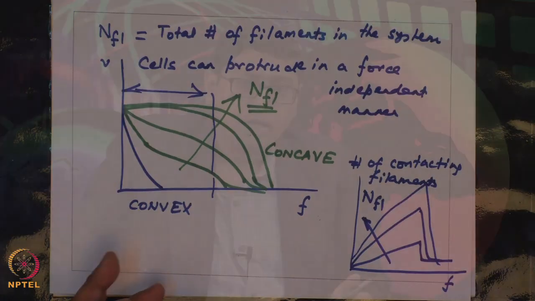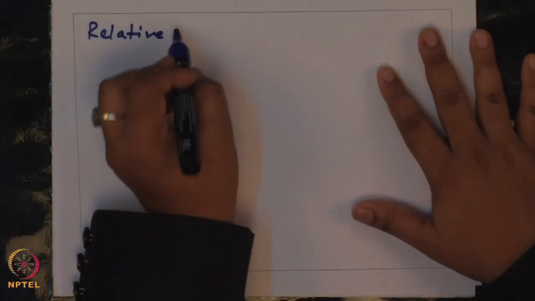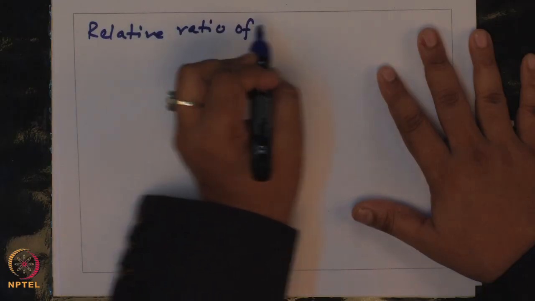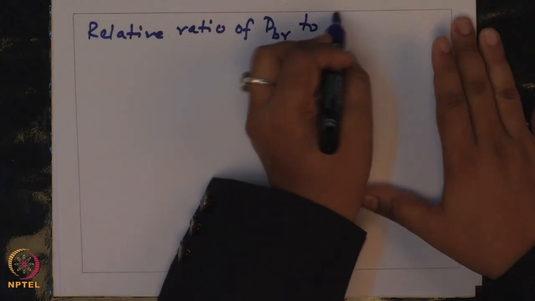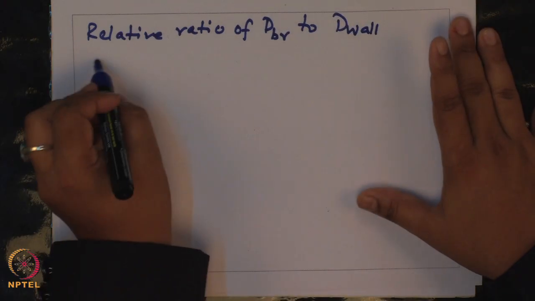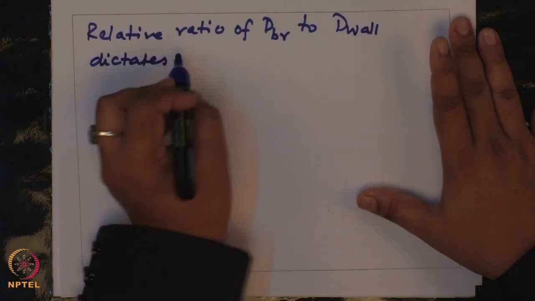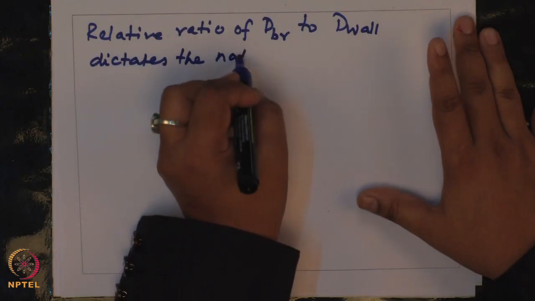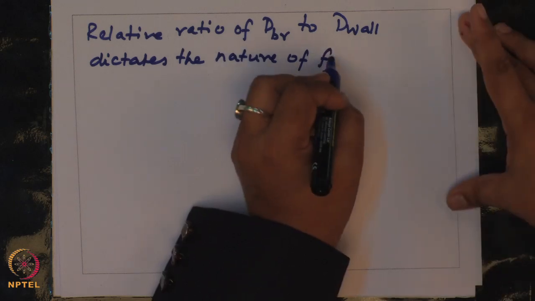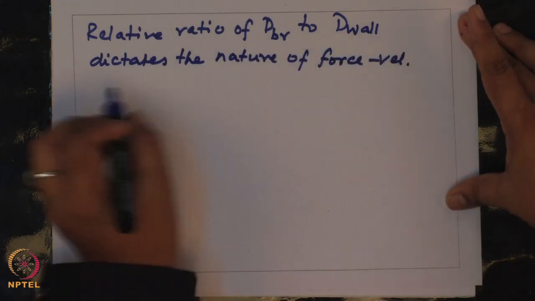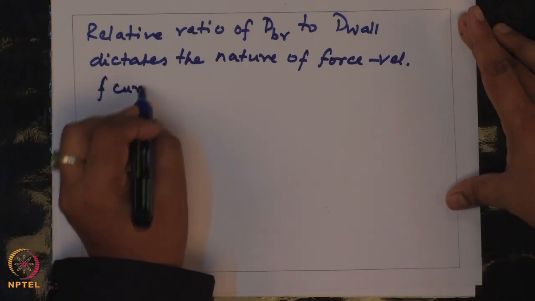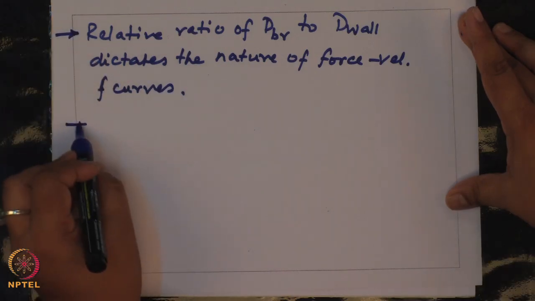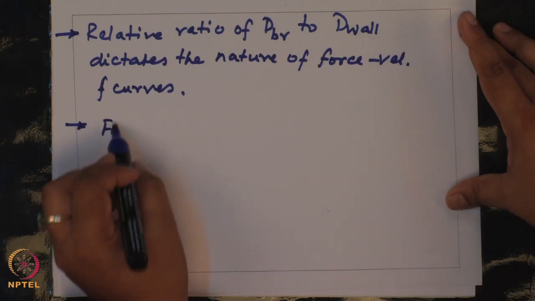Okay. So, with that I end here. Just to conclude, there are two important messages. Okay. The relative ratio of dBr to dwall dictates the nature of force velocity curves. This is one, and the second one is that filament orientation also matters.